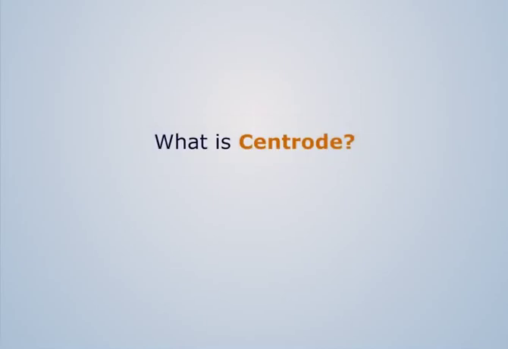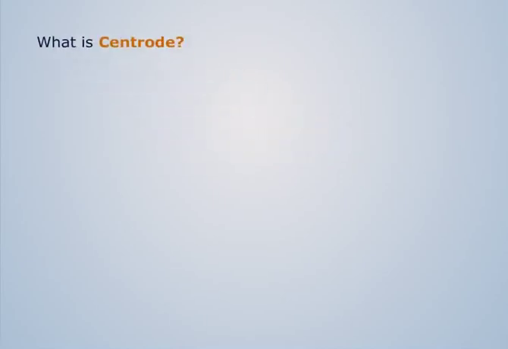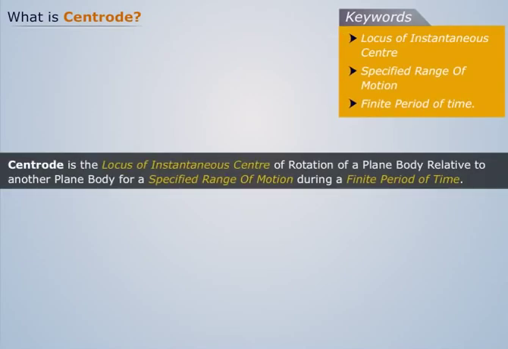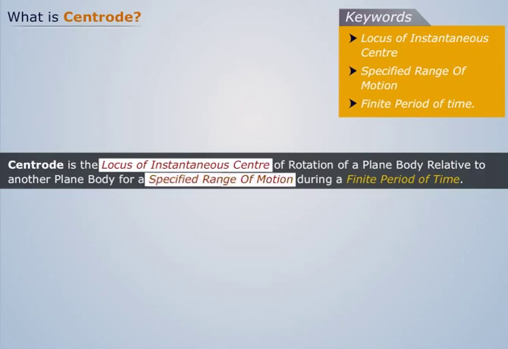What is centrode? Centrode is the locus of instantaneous center of rotation of a plane body relative to another plane body for a specified range of motion during a finite period of time.